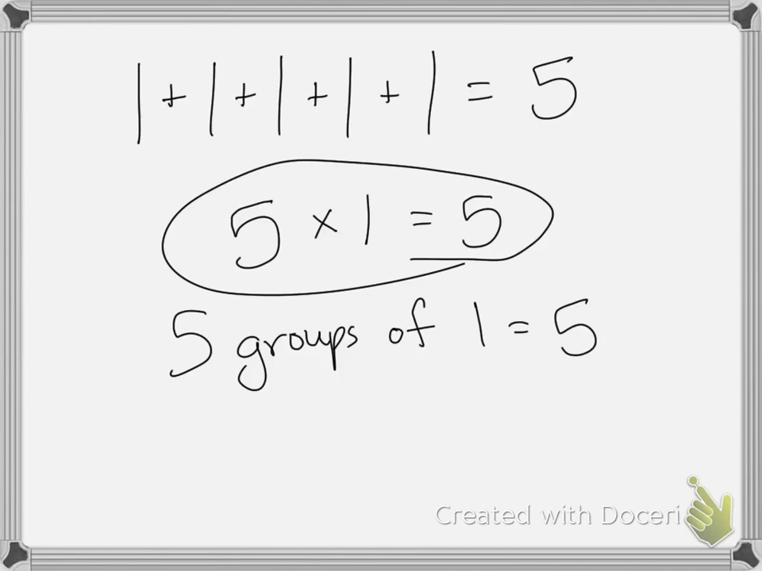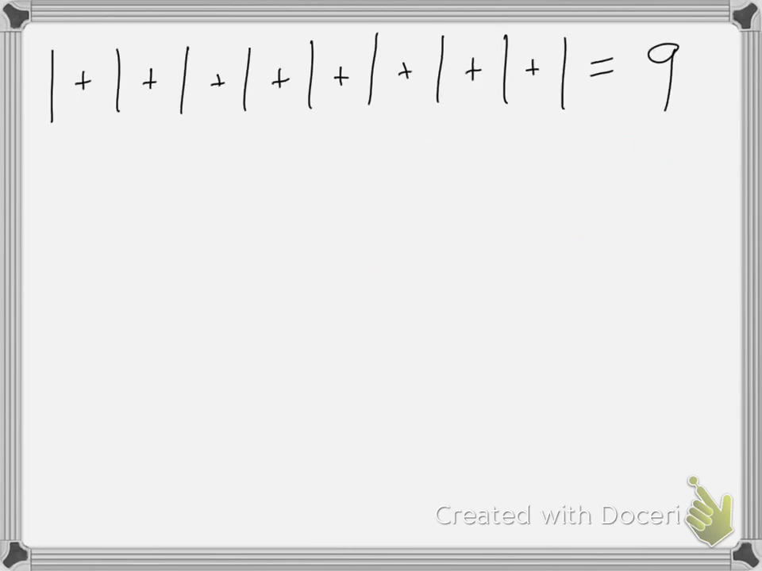In multiplication, we call the numbers that we multiply factors. And we call the answer the product. Okay. So what's happening in this problem? We have all these ones added together equals 9. So the multiplication we would write for this would be 9 groups of 1 equals 9.